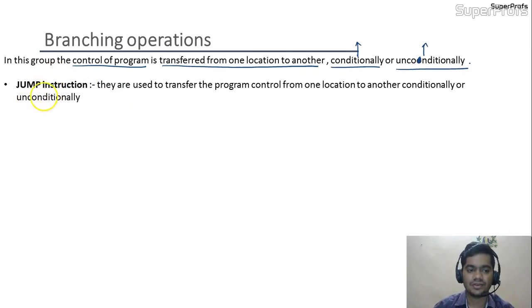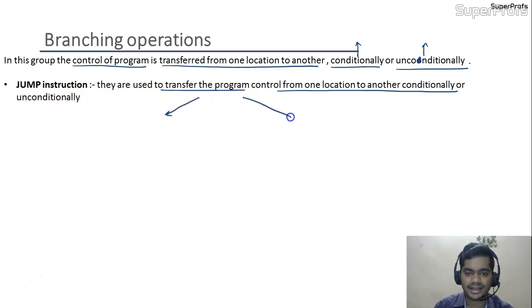The first branching operation that we are going to see is the jump instruction. Jump instructions are used to transfer the program control from one location to another, conditionally or unconditionally. We are writing the jump instructions first for conditional, that is, only if a condition is followed would it jump, or second, unconditional.